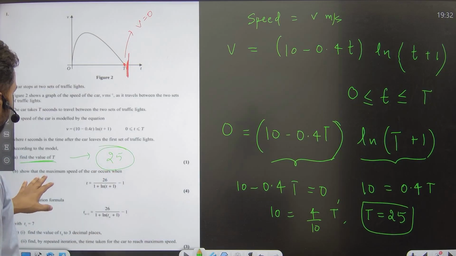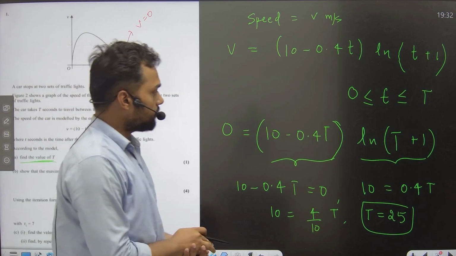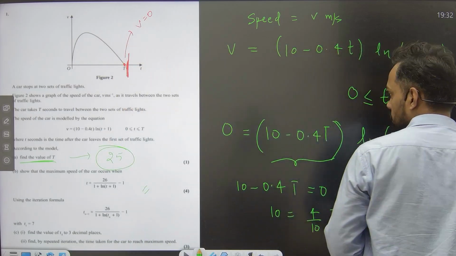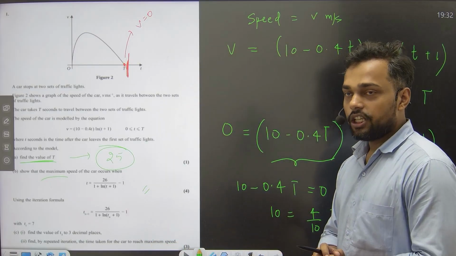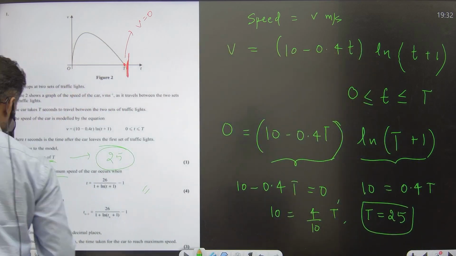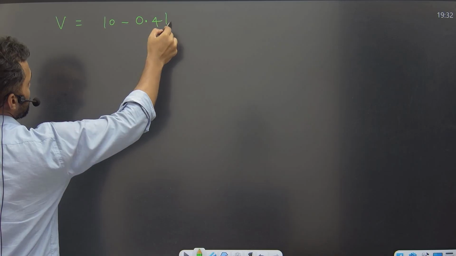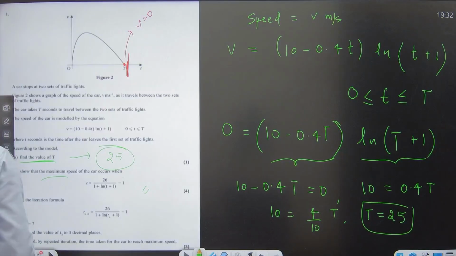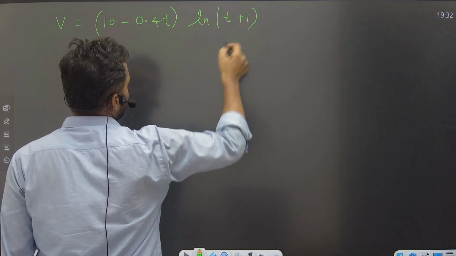Now the next part is to show that the maximum speed of the car occurs when t is given by a certain equation. Whenever maximum, minimum or stationary point is asked, it means that we need to differentiate the function. So whatever the model is given here, we need to differentiate it. Let's differentiate it. v is given as (10 − 0.4t) ln(t + 1).